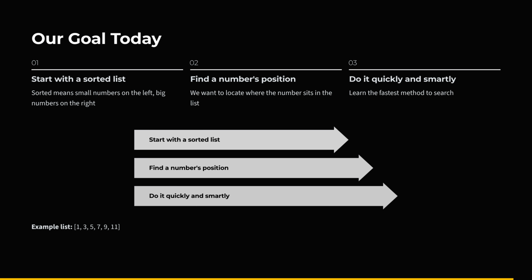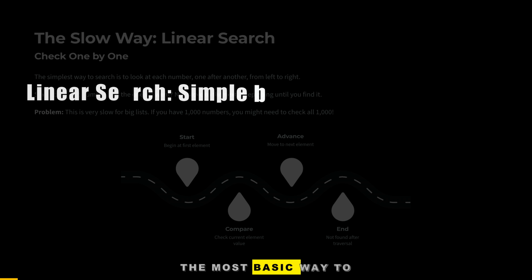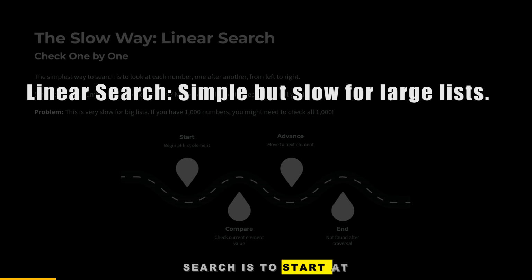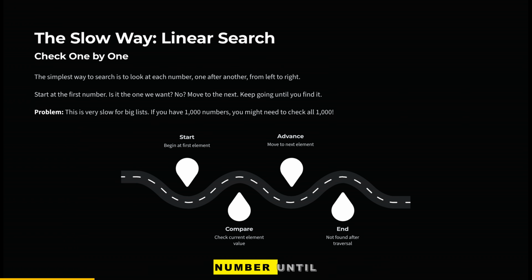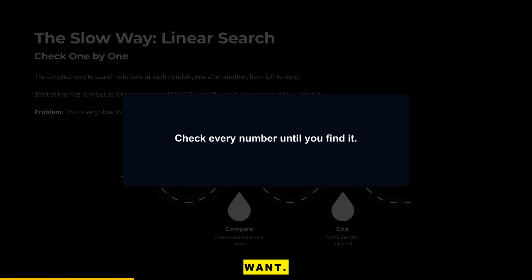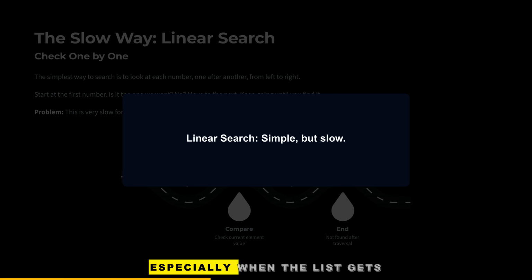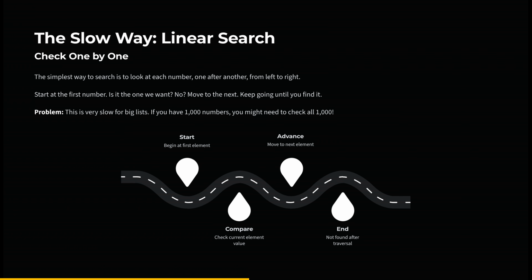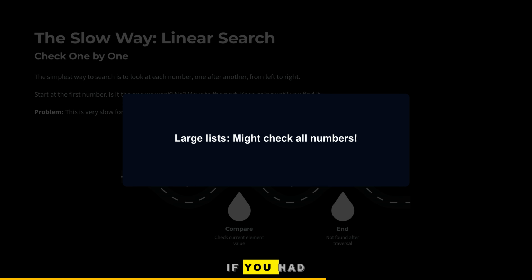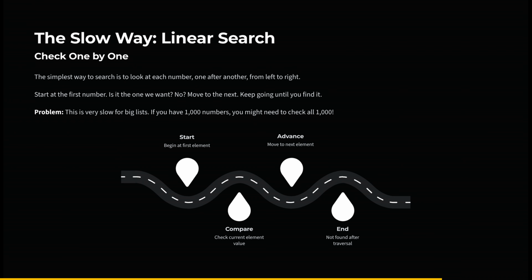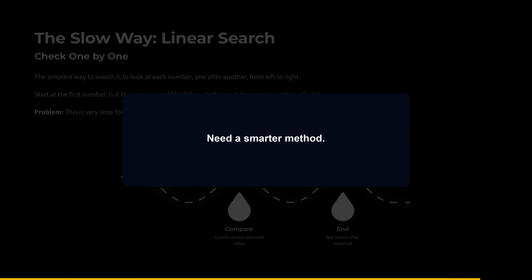The most basic way to search is to start at the beginning and check every number until you find the one you want. It's simple, but it's slow, especially when the list gets large. If you had 1,000 numbers, you might end up checking all 1,000 before finding your answer. We need a smarter method.